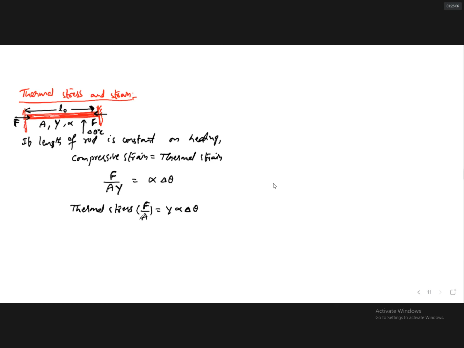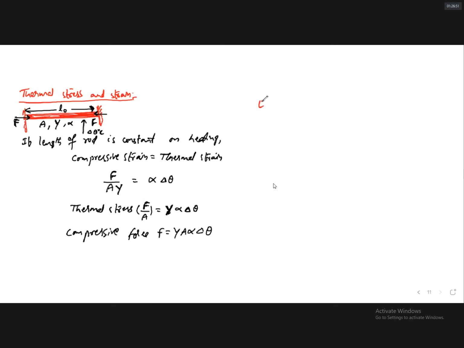So thermal stress is Y alpha delta theta. When the rod is trying to expand, it exerts a force on the walls, and the wall exerts a force on the rod, so it is trying to compress. This compressive strain is balanced by the expansion due to heating, which is known as thermal strain. Therefore, thermal stress developed in the rod is Y alpha delta theta, and the compressive force F is Y A alpha delta theta.